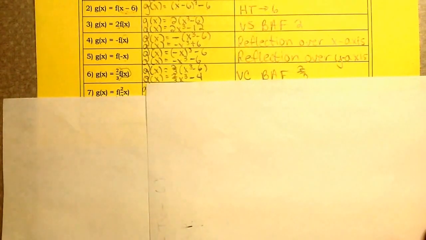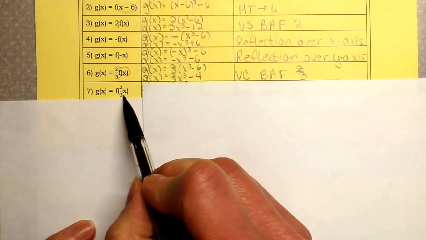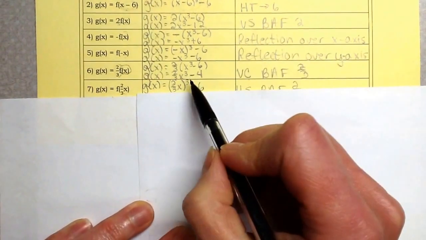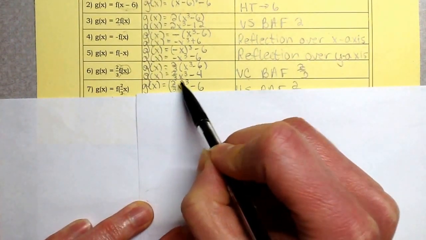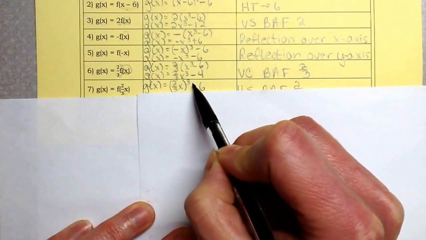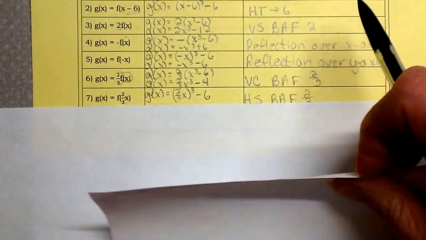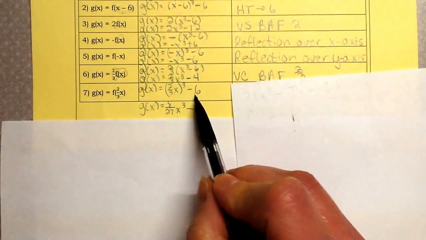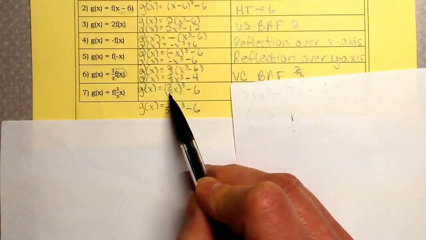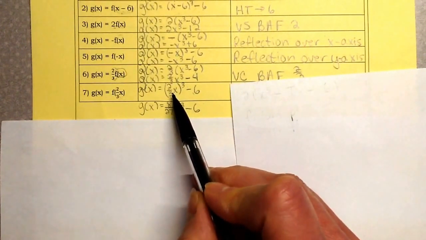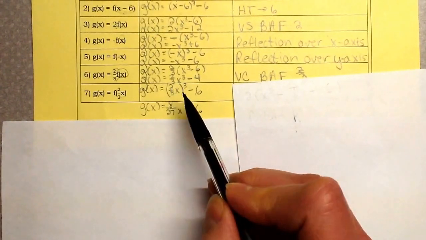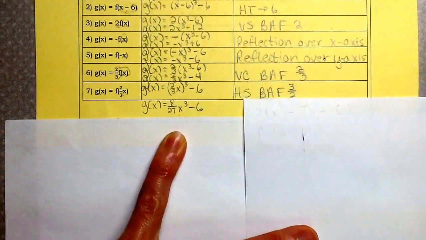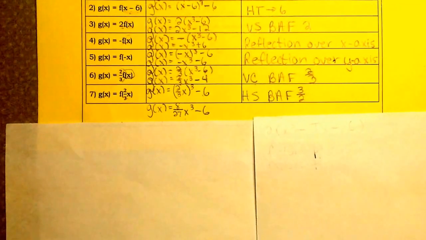Number 7, now we're doing horizontal. So what it's asking us to do is go inside with the x, multiply it by 2/3. When we do that, we still have to cube it. So 2 cubed is not 6, it's 8 because it's 2 times 2 times 2. And then 3 cubed is not 9, it is 27. So that is going to give us 8 over 27 x cubed minus 6. And now be careful here. We multiplied by 2/3. We have to figure out if it's a stretch or compression. First we have to take the reciprocal. So it's actually going to be a horizontal stretch by a factor of 3/2.